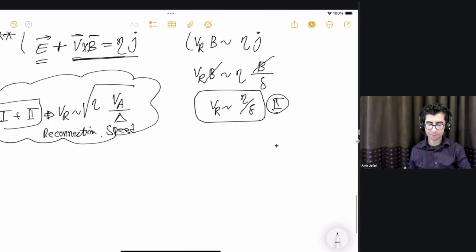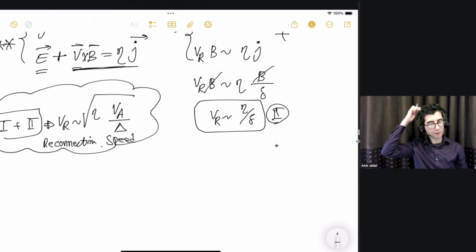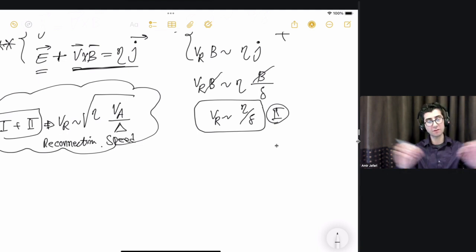So we know, for example, in the solar corona, what is delta. When reconnection occurs, we can have access to this information. What's capital delta, the length of the current sheet, what's alpha velocity, and eta resistivity can be measured as well. So we can get VR.